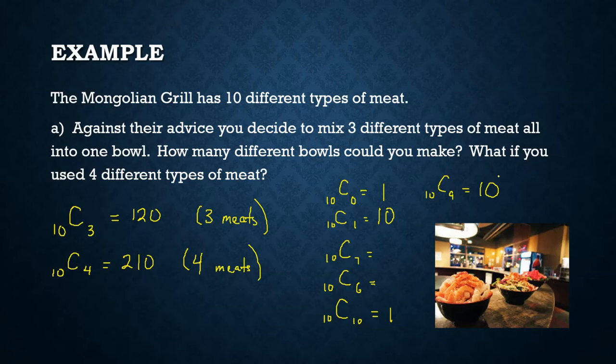That makes a lot of sense, actually, because if you're choosing 9 meats, then you're leaving 1 out. And so the number of ways to choose 9 meats should be the same as the number of ways to leave 1 of them out. It gives you 10 both ways.